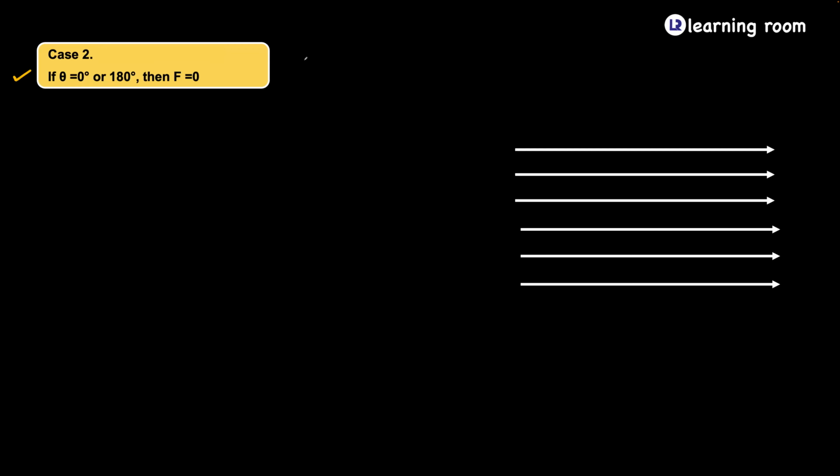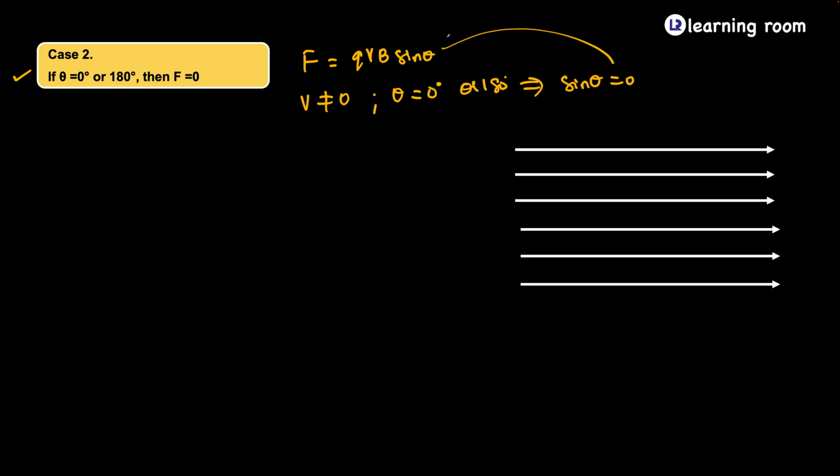Again, if you look at the mathematical expression, F will be equal to QVB sin theta. In this case, the velocity of the particle is not 0. It is projected. But theta is 0 or 180, which is literally putting sin theta to 0, because sin 0 is 0 and sin 180 is also 0. When I put sin theta equal to 0 here, what is the magnetic force experienced by the particle? It will be 0.